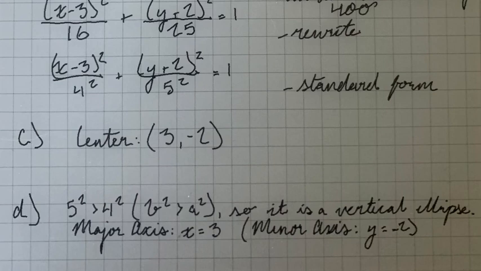So in this case, the y fraction has the greater denominator. So we have a vertical ellipse here, which means the major axis runs vertically through the center of the ellipse. And the center of the ellipse is at 3, -2. The major axis will run vertically through the x-coordinate, which means that the major axis's equation is x equals 3. The minor axis runs perpendicular to the major axis through the center as well, and that equation will be y equals -2.